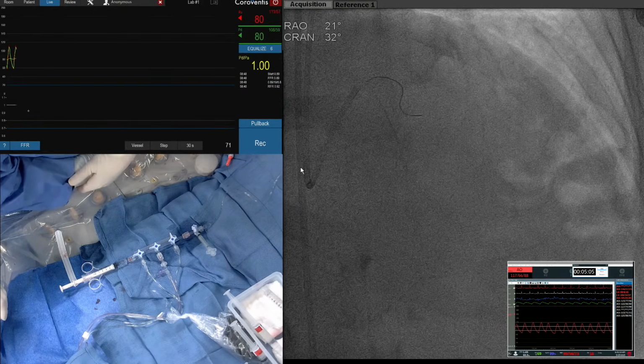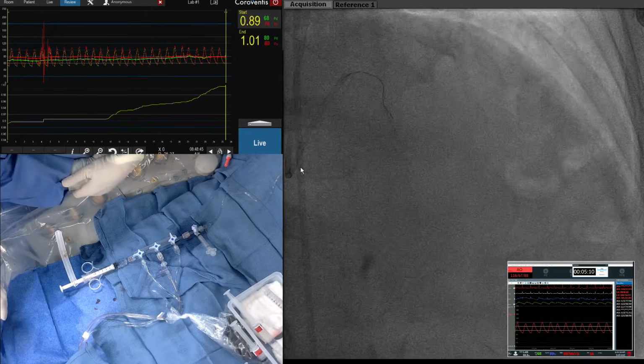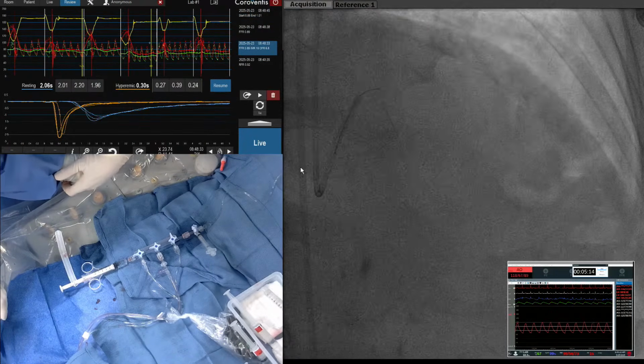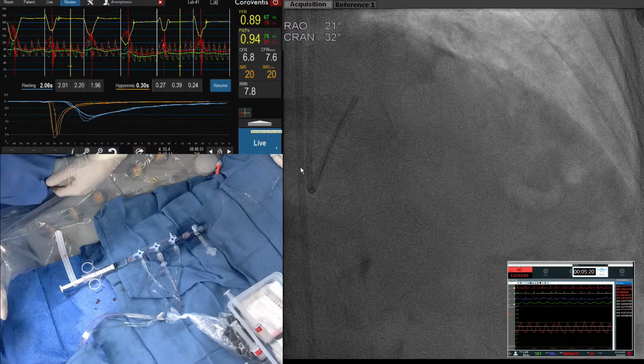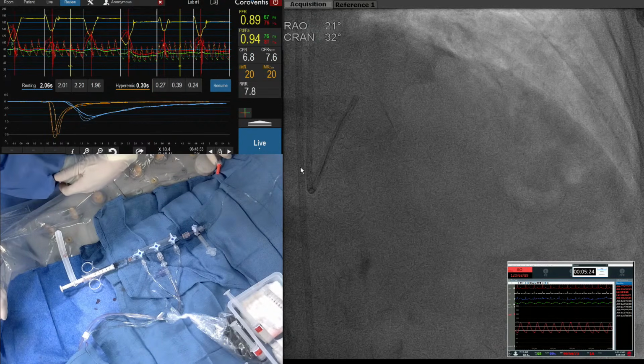Do you ever put the wire down the circumflex or another vessel at the same time? I don't. I typically start and finish with the LAD. But we can, in the absence of LAD territory disease. Doing so, we'd have to stop the adenosine, unless we can use the resting indices on the LAD.